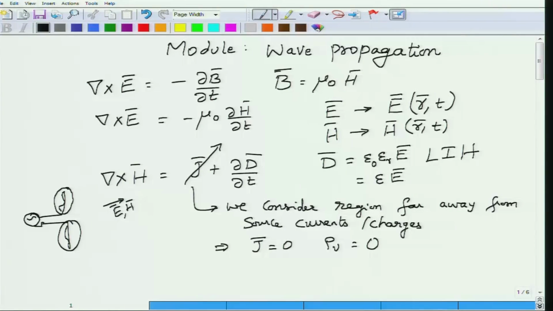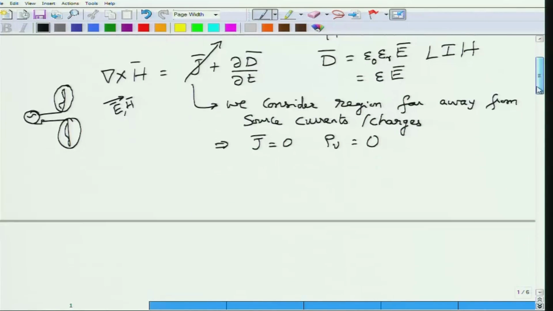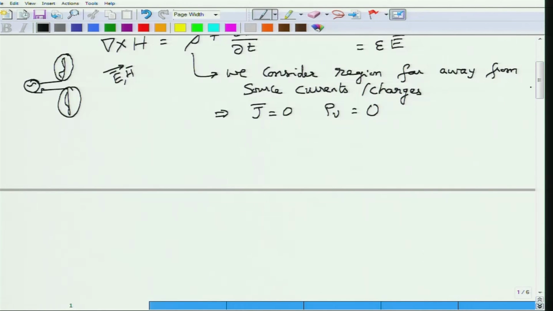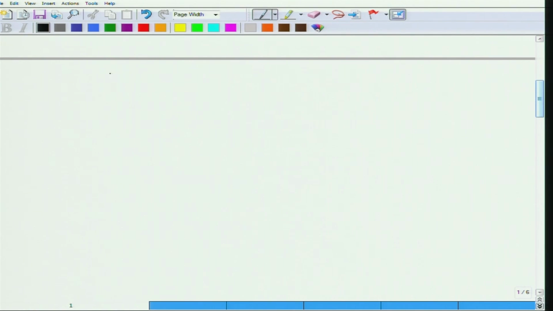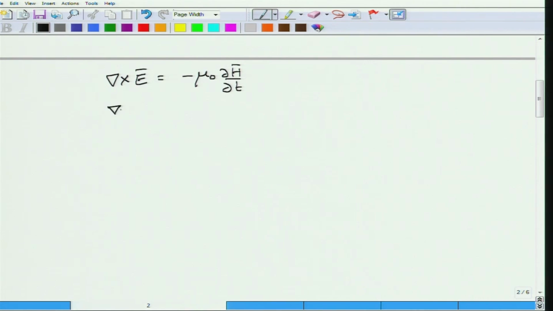Okay, so these two equations are sufficient for us to show that electromagnetic waves are generated. To do that, let us write down these equations once again, and then let me show you how waves are generated. So I have curl of electric field equals minus mu 0 del H by del T. Curl of H is equal to epsilon del E by del T.